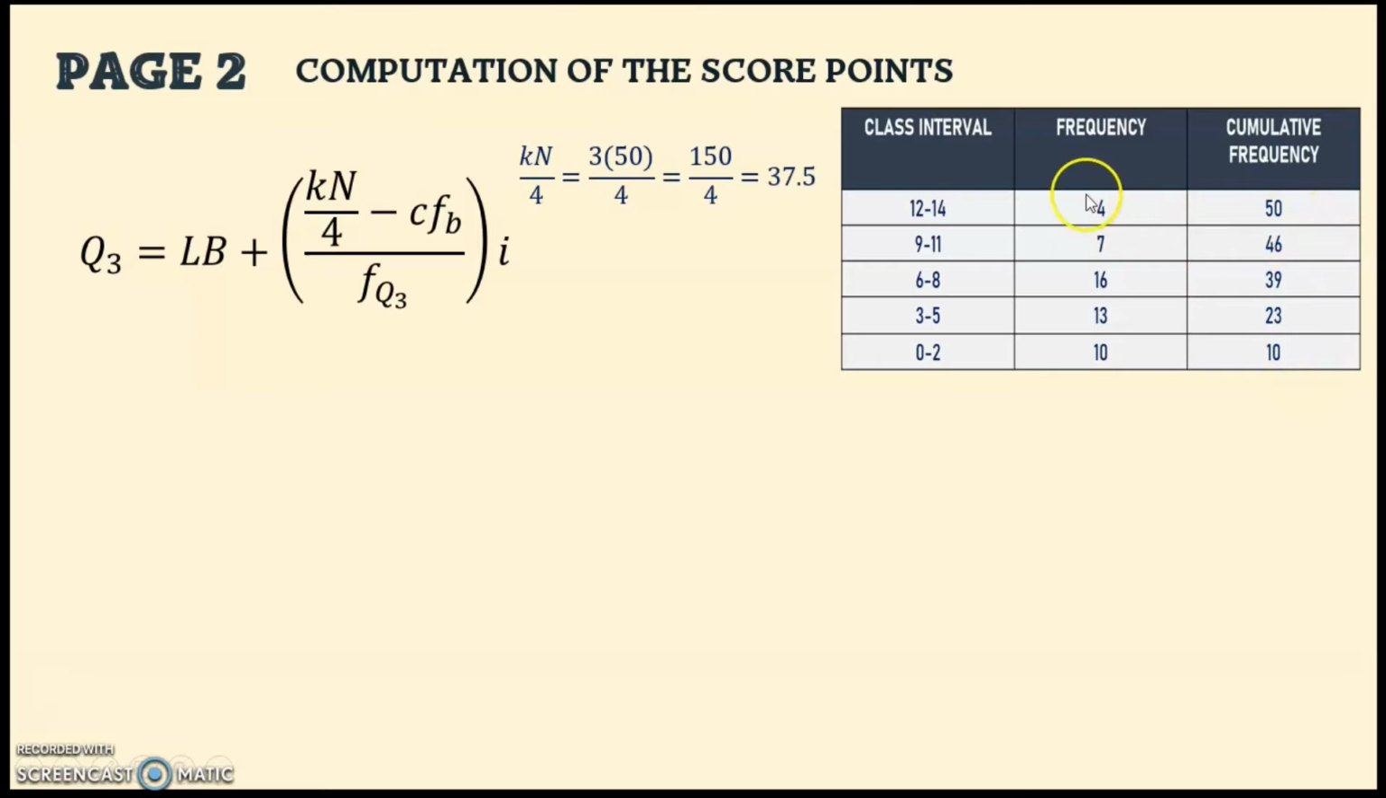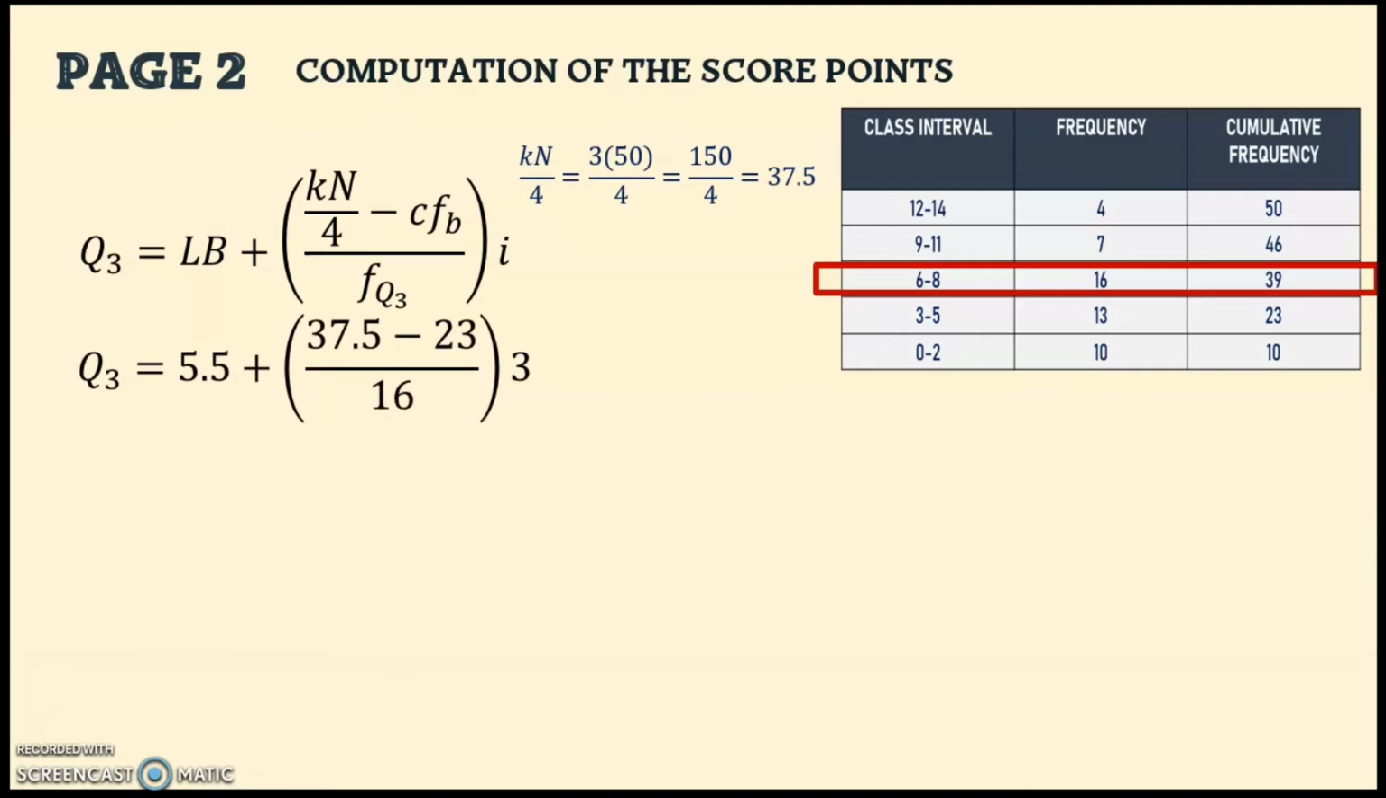So, the next thing that you have to do is to check the cumulative frequency. Which of these is near 37.5? Mas mataas sa 37.5. Pinakamalapit, no? So, that's 39. So, meaning, this is our quartile class. So, for decile and percentile, you'll use the same class. Let's further solve this, since we have the quartile class na, so madali na nating masolve yung iba.